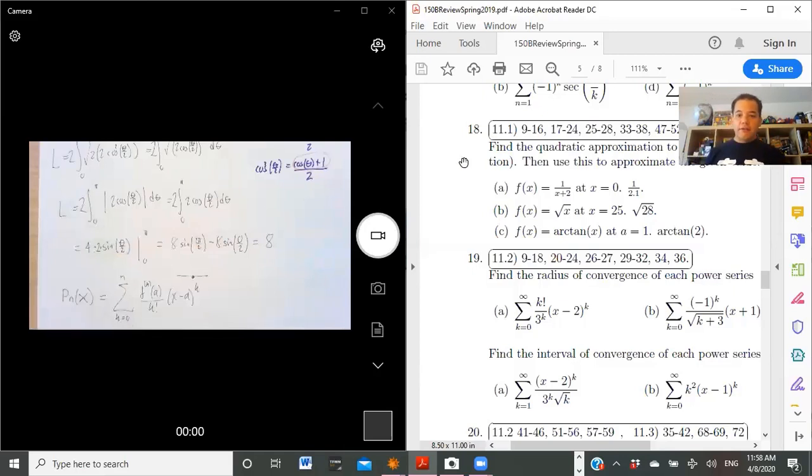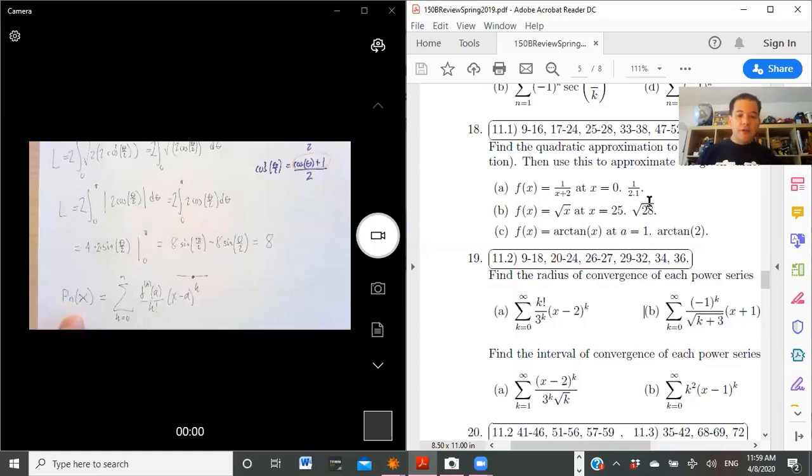If you take a look at problem 18, for any of these, we need to use a particular a, right? It says to use it to approximate the given value. On parts a and b, when it says at x equals 0 or at x equals 25, that means the center of the approximation. And over here it says at a equals 1. So that's the center, the a value. And right now it only says quadratic, so we only need to do P2, all the way to n equals 2.